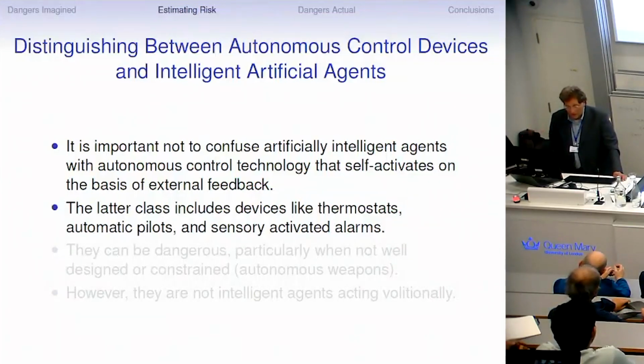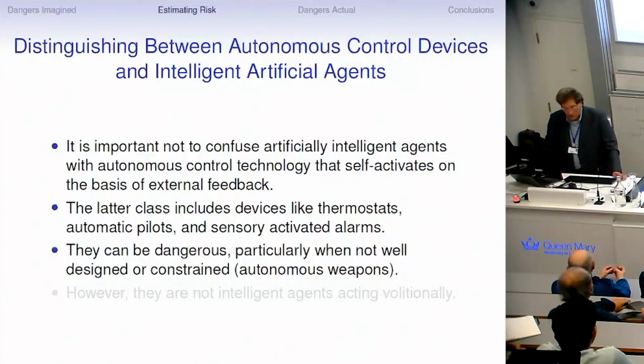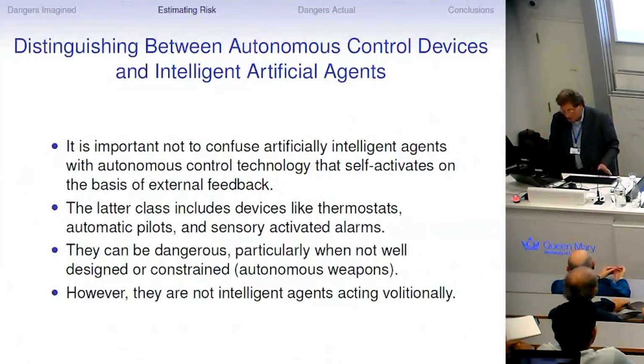Those kinds of devices have been with us since the dawn of technology. These are not autonomous, these are not intelligent agents. They can be very dangerous when they're not well designed. So think of sensory activated autonomous weapons, right? But they are not to be confused with artificial intelligence. They're just dangerous forms of technology.